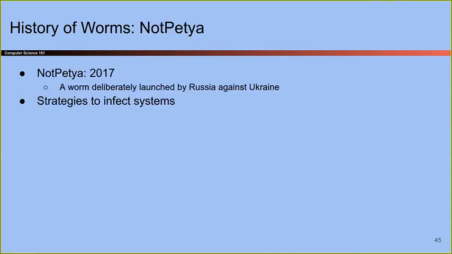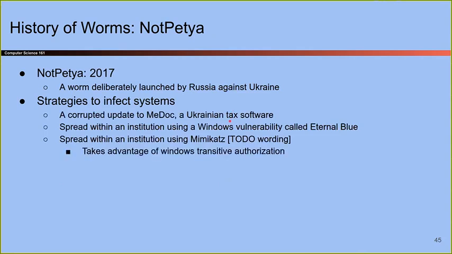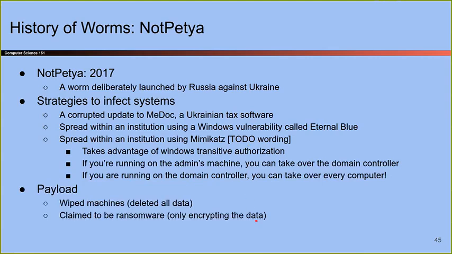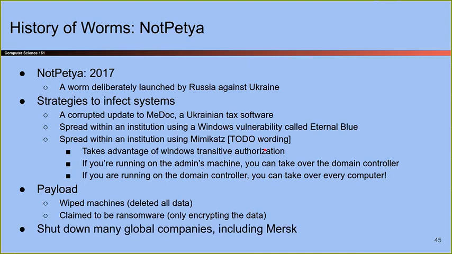There are more. This one is another cyber weapon, so I won't spend too much time on it, but this one was from Russia to Ukraine. And again, it was trying to hit some tax software. Apparently, I didn't even finish the slide, but yeah. So basically, this one wiped machines with tax data and affected the economy of Ukraine. And some companies even went down because of Petya.